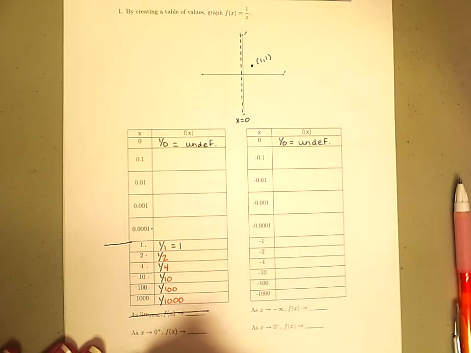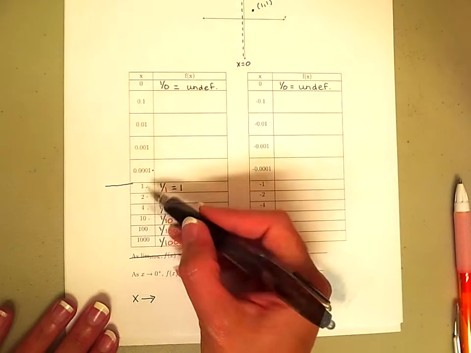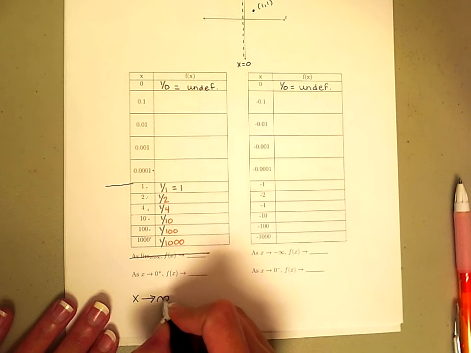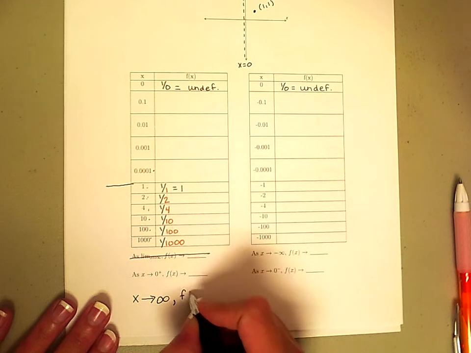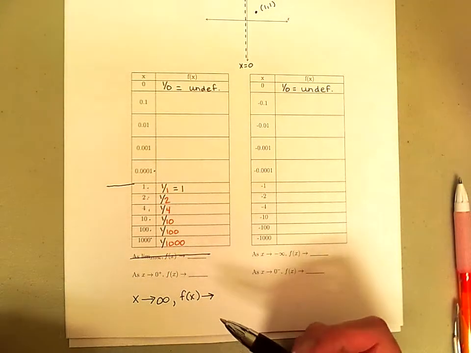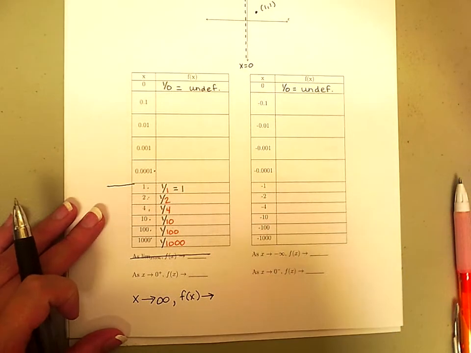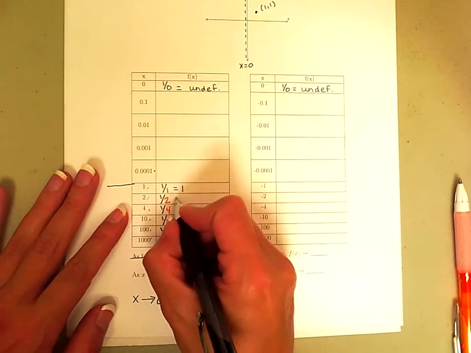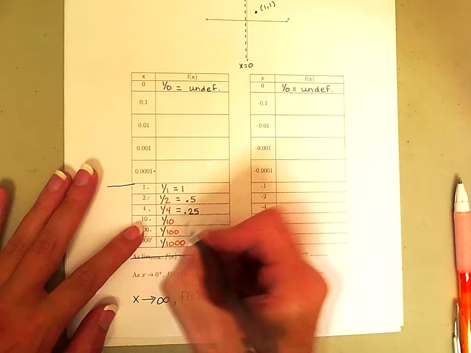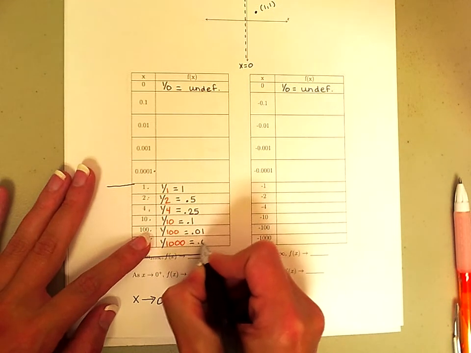I want to consider what's happening as x, as we are letting x get larger and larger and larger, that is, as we're letting x go to infinity, my question is, what is happening to the function values? Are they approaching anything? So in this column, we have the function values. If you want to convert these to decimals, you can. This is 0.5. This is 0.25. This is 0.1. This is 0.01. 0.001.